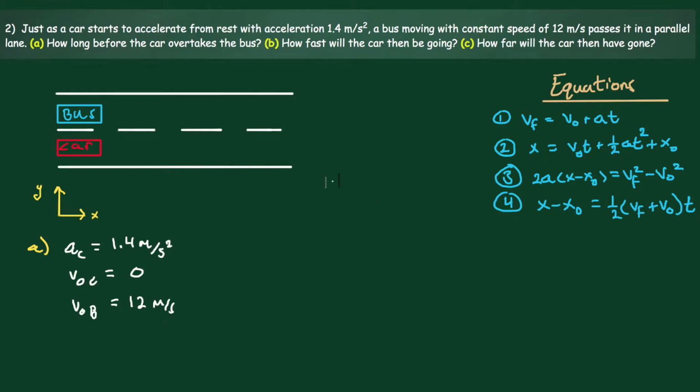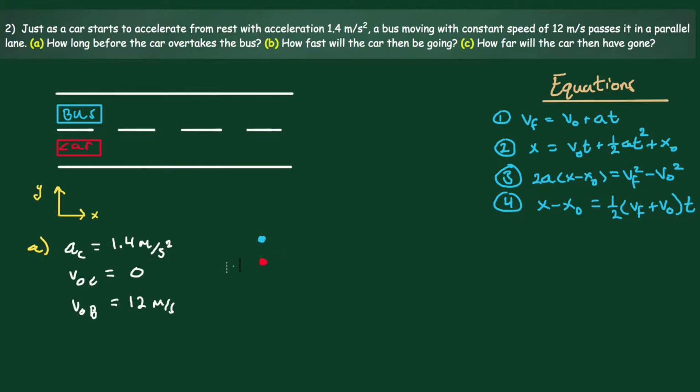So in order to find out how long it takes before the car overtakes the bus, we have to realize that just as the car starts to accelerate, the bus just passes the car. So initially there's going to be a certain distance between the car and the bus. To reduce this diagram and make it a little more simple, we can represent the car with a red dot over here and the bus with a blue dot over here.